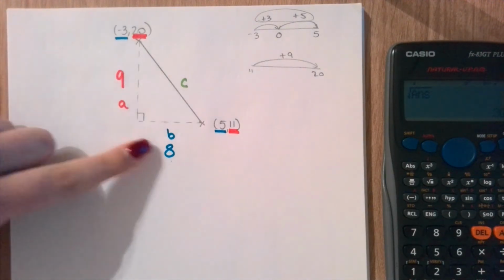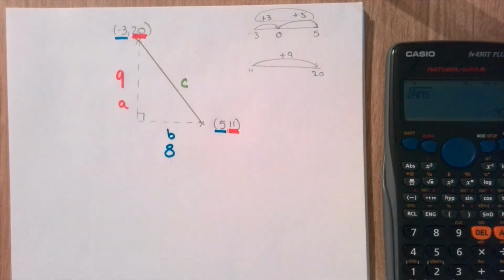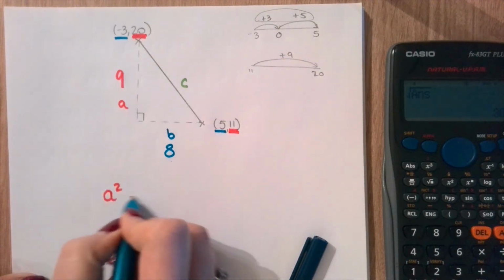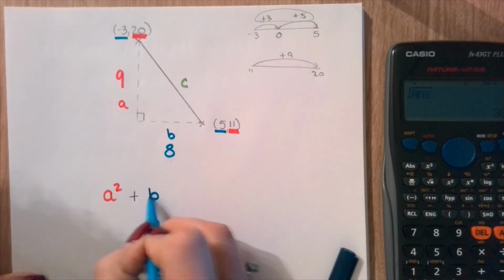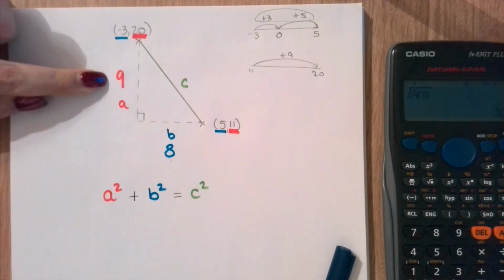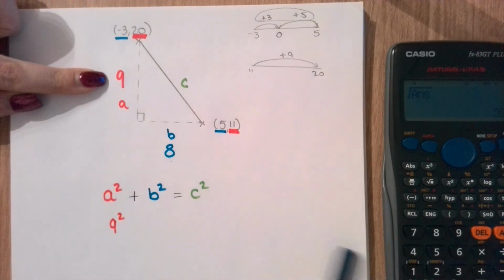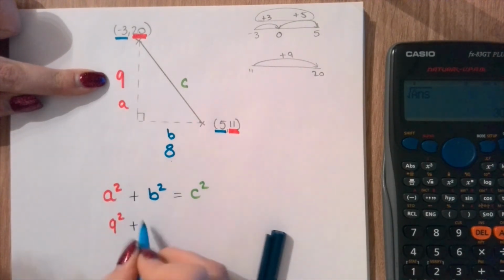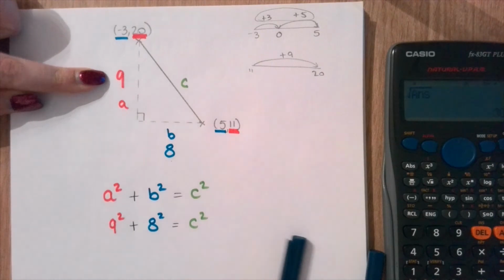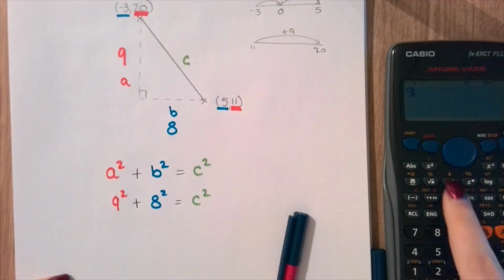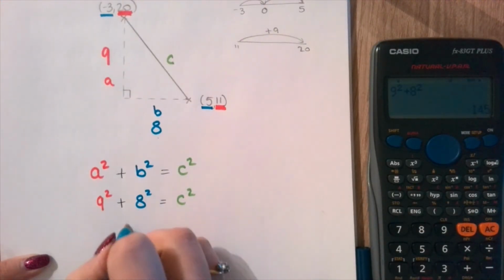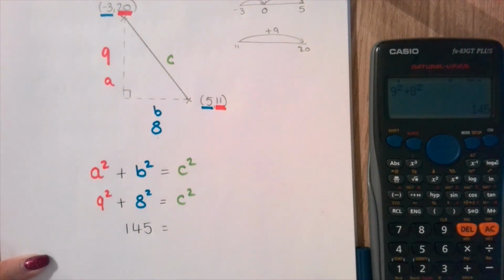Now I have got my numbers that I want to work with, I can now work out what c is. So a squared plus b squared, this is the bit that takes me a long time, sorry, plus b squared is equal to c squared. Substituting, so 9 squared plus 8 squared is equal to c squared. Type into my calculator, 9 squared plus 8 squared gets me a value of 145. So 145 is equal to c squared.